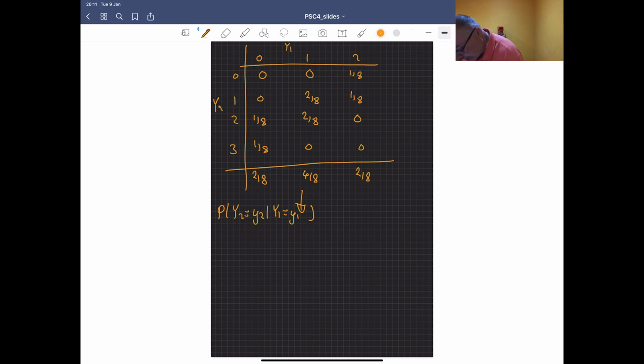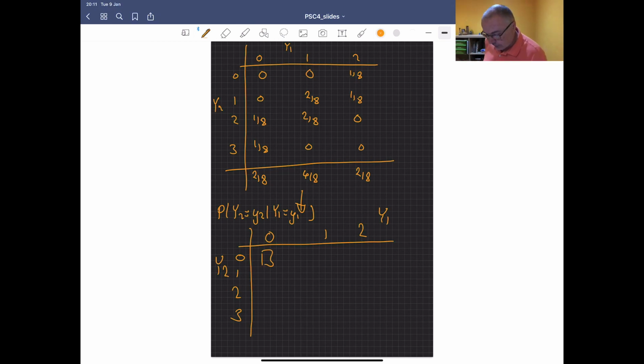Obviously this is not going to be exactly the same as the previous one. We've swapped the conditioning. So we've got a 0, 1, 2. This is our y1. We've got 0, 1, 2, 3. This is our y2. So this entry here is going to be the probability that y2 equals 0 given that y1 equals 1. Well, that just can't occur. So that must be 0. How did I get that? I took this number here and I divided it by this.